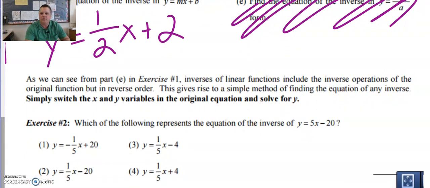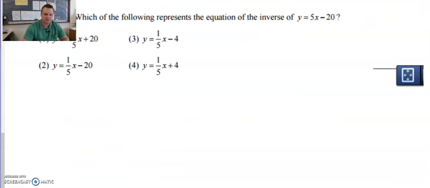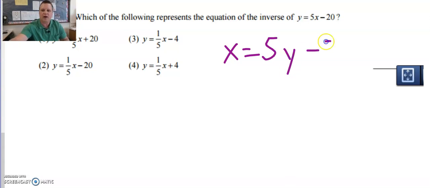As we can see in part E, the inverse functions include the inverse operations, but in reverse order. This gives rise to a simple method of finding the equation of any inverse. Well, I don't really want you to just try to remember about signs and functions. What we're going to do is follow the process. So when you want to find an inverse, just like when we graph, we switch the x and the y. So we have x equals 5y minus 20. This is our process to find the inverse. Okay? So that's step 1.